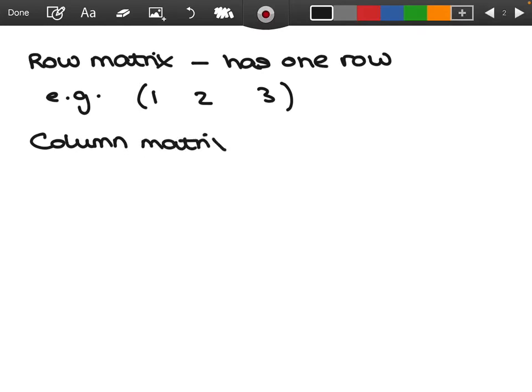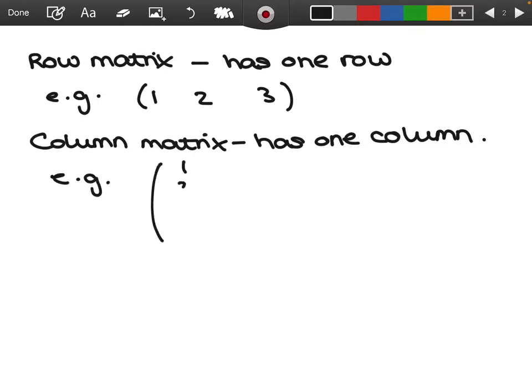Column matrix similarly has one column. So an example of that would be something like this. Okay, so it just has one column, however many rows.